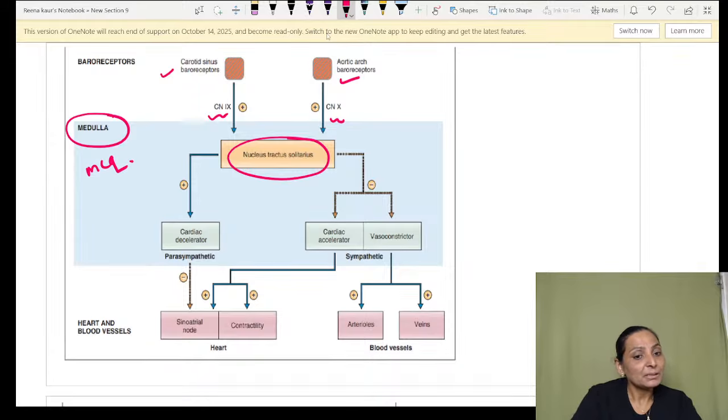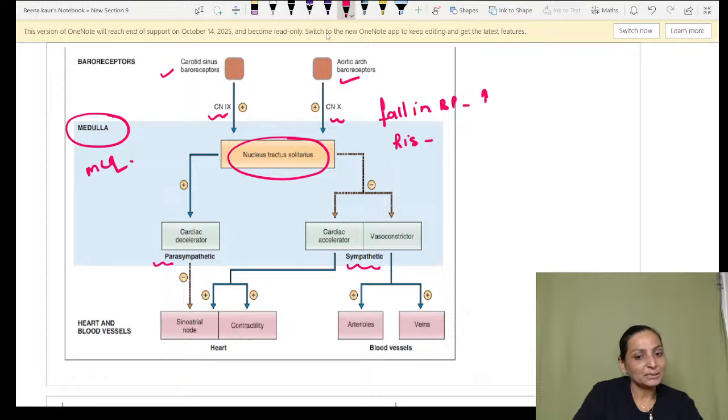Now, the areas which will be controlled by this: when there is a fall in blood pressure, you have to raise the BP. And if there is a rise in BP, obviously you're going to bring about a fall in blood pressure. That means accordingly you will either stimulate the sympathetic and inhibit the parasympathetic, or vice versa, right?